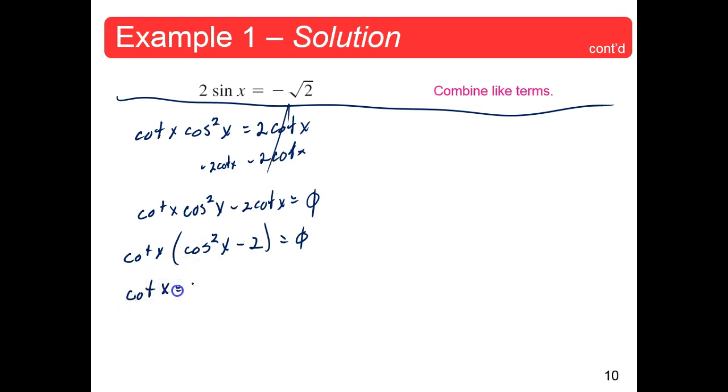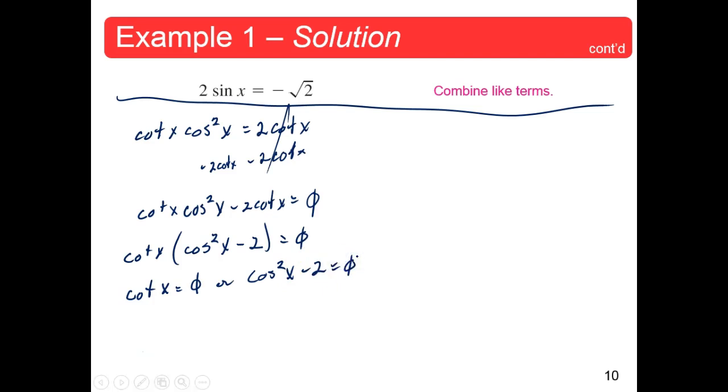Cotangent x equals 0, which, notice that is an option for your solution here, whereas the way you are suggesting doing it, you'd be dividing by 0, and you'd be losing these solutions. Okay? Or, what's the other option? Cosine squared x minus 2 is equal to 0.